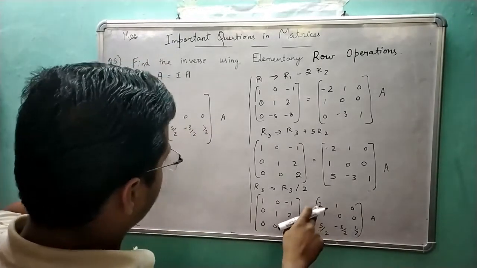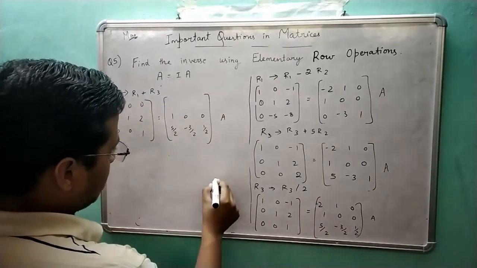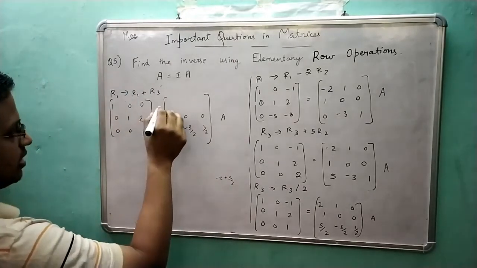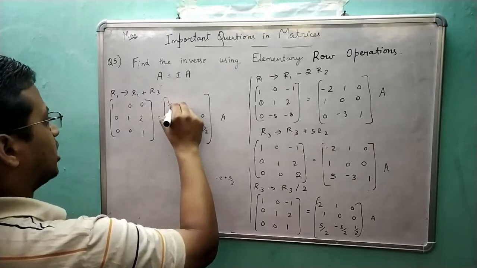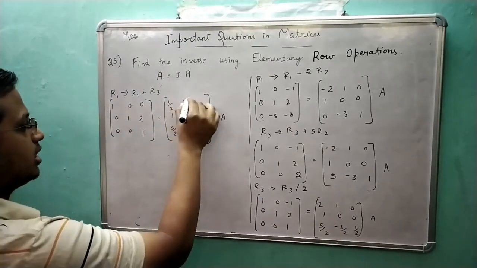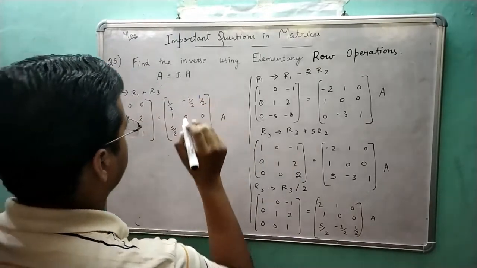Here also it will change. So R1 plus R3. So minus 2 plus 5 by 2, that is minus 4 plus 5 by 2. So 1 by 2. 1 minus 3 by 2, minus 1 by 2. 0 plus half is half.